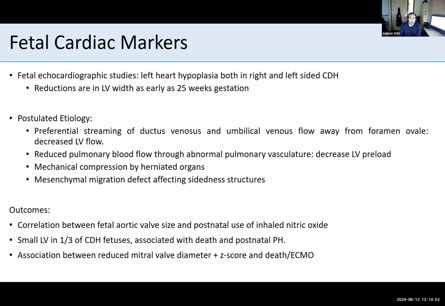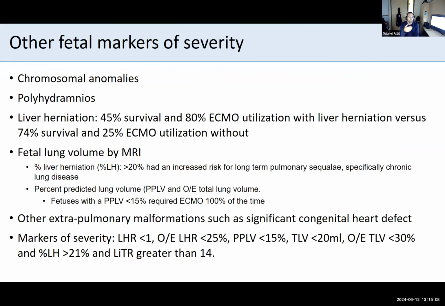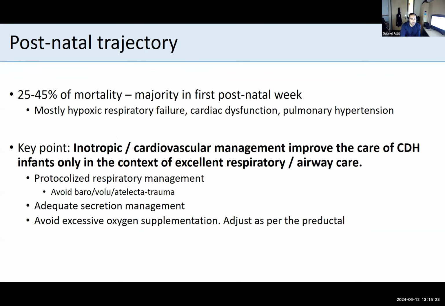And so more and more, there's data outlining how some of these cardiac predictors may be elements that we can integrate in understanding which patients will have more severe profiles in postnatal life. Of course, there are other elements like chromosomal anomalies, polyhydramnios, and liver herniation. MRI has become the standard of care to predict adverse outcomes. There's a huge body of literature, and this is outside of the scope of this presentation. But what we know is that there's still a huge chunk of these babies that will have an adverse outcome of mortality.